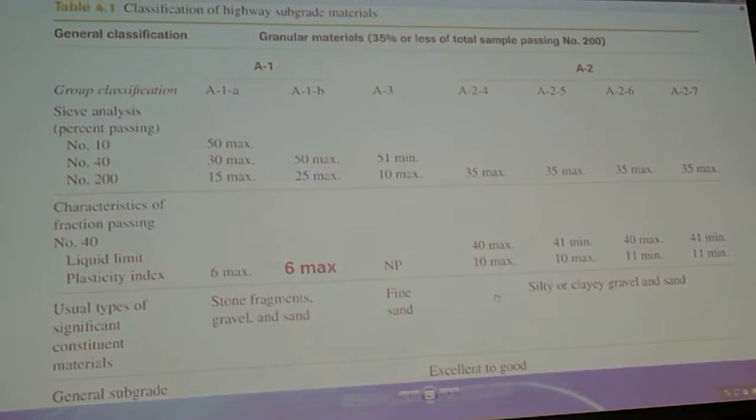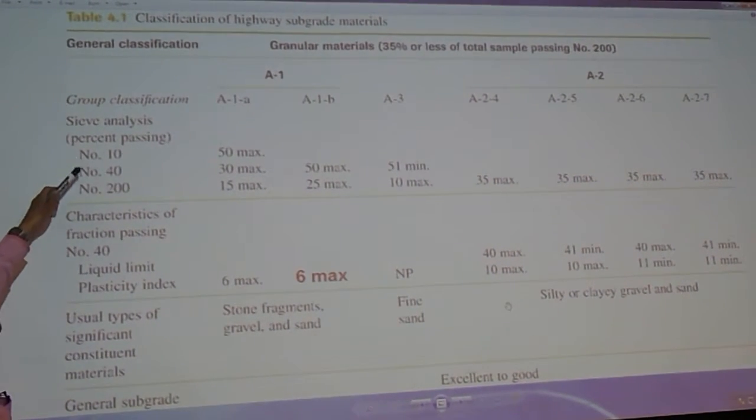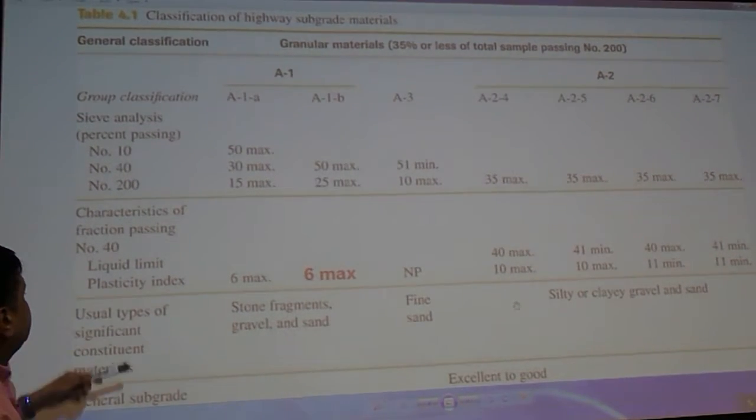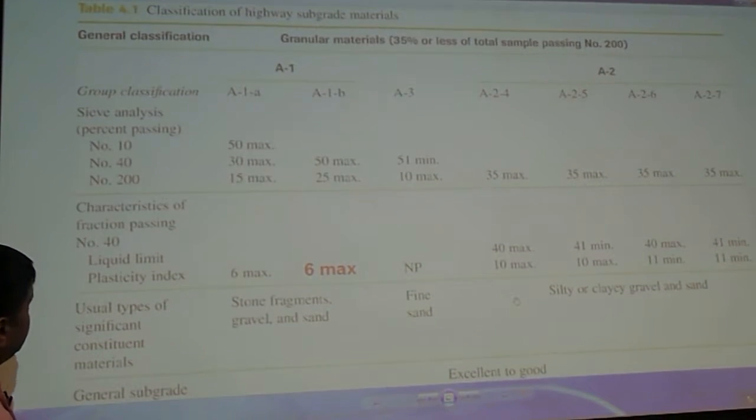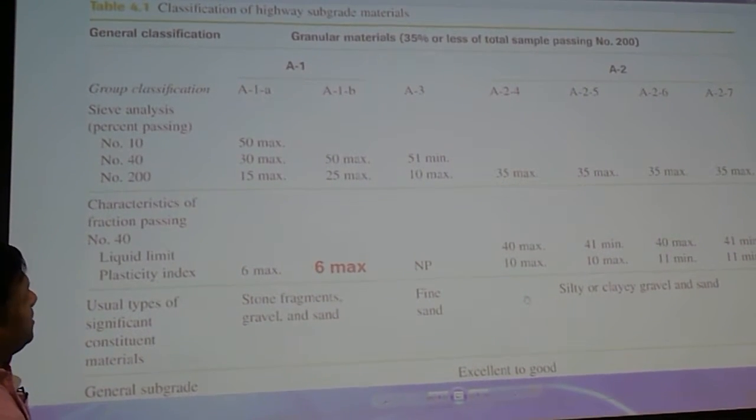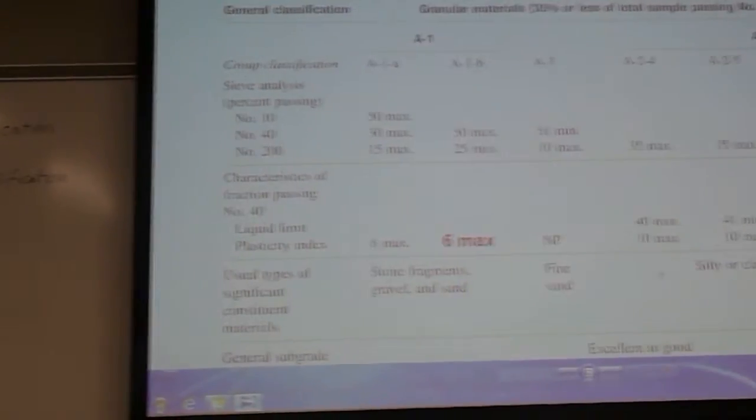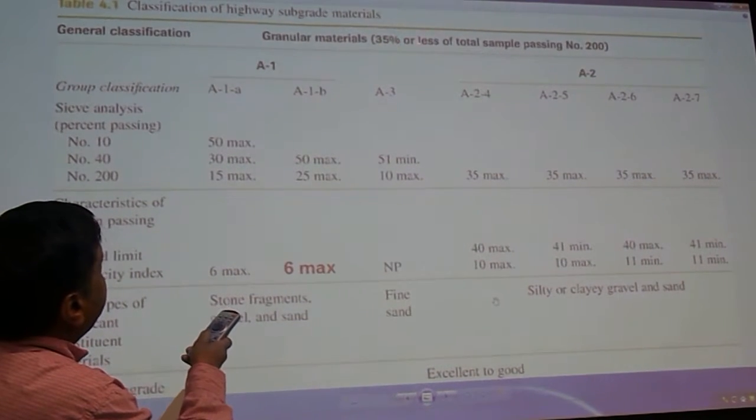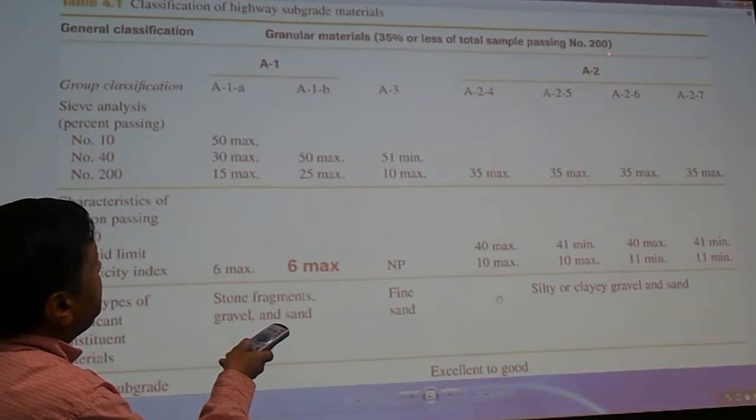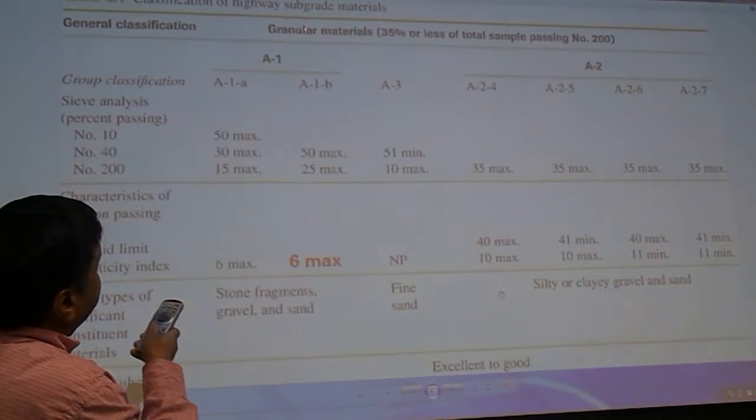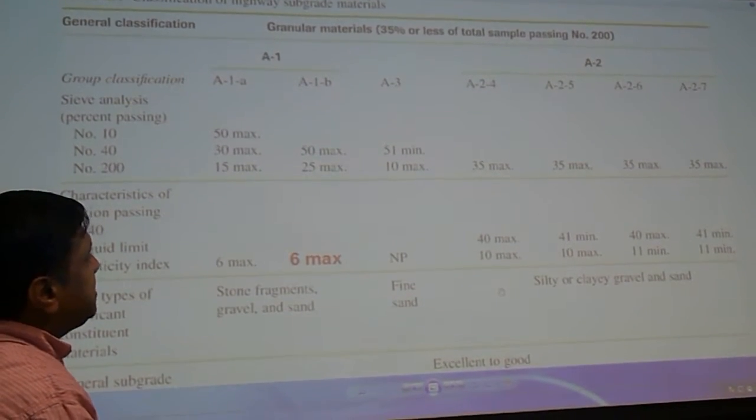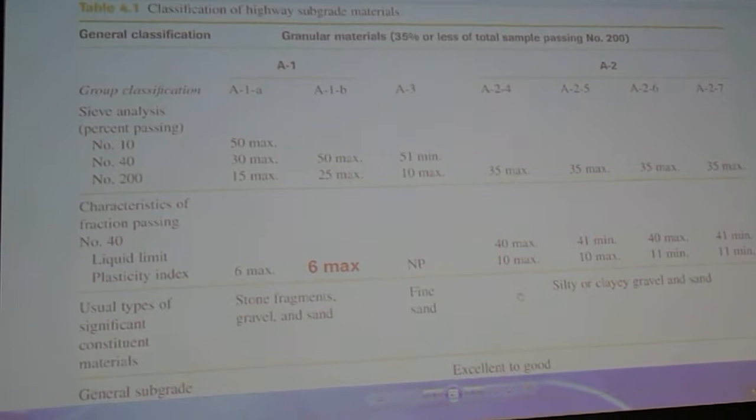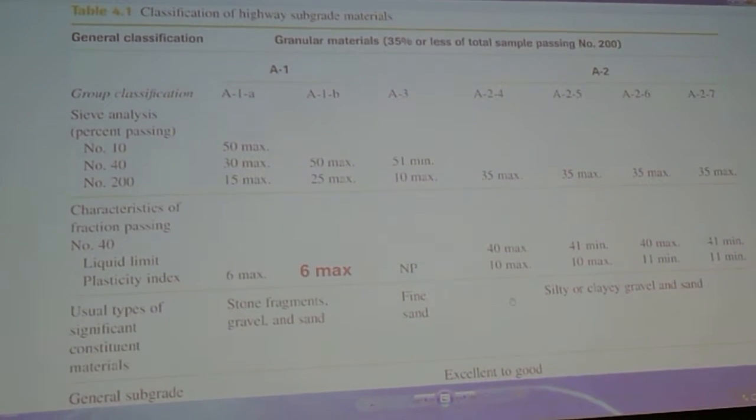We classify soils based on percent passing sieve number 10, 40, 200 and the Atterberg limits. Most important is the sieve number 200 passing, because here you see 35% or less of total sample passing sieve number 200. We call them granular materials, sands or gravels, and they are in the top part of table 4.1.